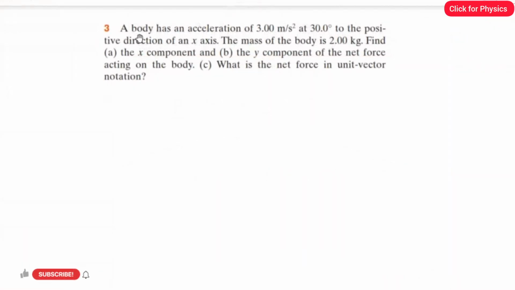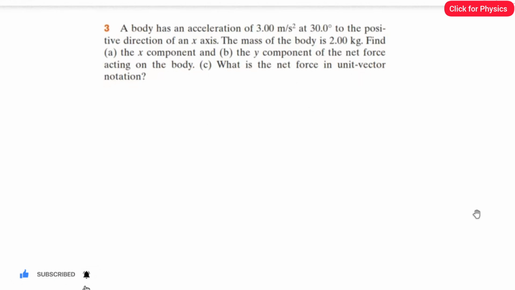Problem number 3. A body has an acceleration of 3 meters per second square at 30 degrees to the positive direction of an x-axis. The mass of the body is 2 kg. Find the x component and the y component of the net force acting on the body, and what is the net force in unit vector notation.